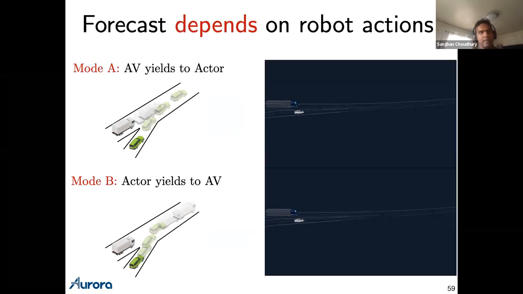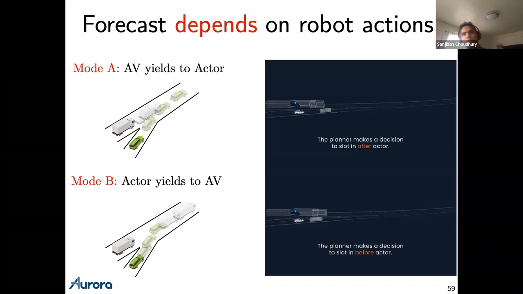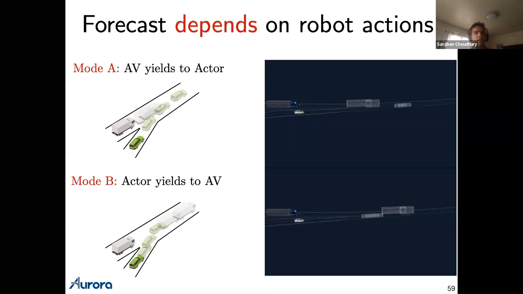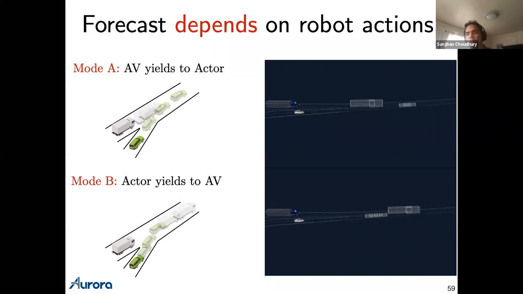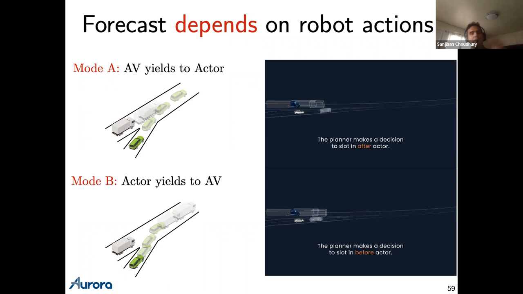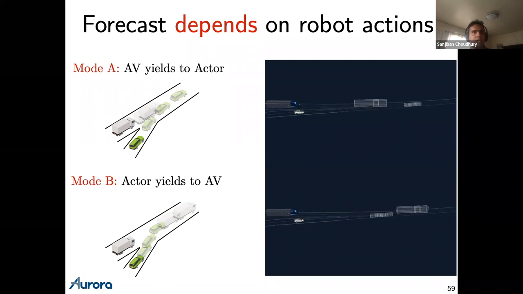As you might have guessed, this is because the forecast has two modes that we care about. In mode A, the AV yields to the actor, so the actor goes ahead of the AV. And in mode B, the actor yields to the AV. So when we train a forecast model on all data, it averages over these two modes and gives you a marginalized forecast, and that looks like one entire blob.